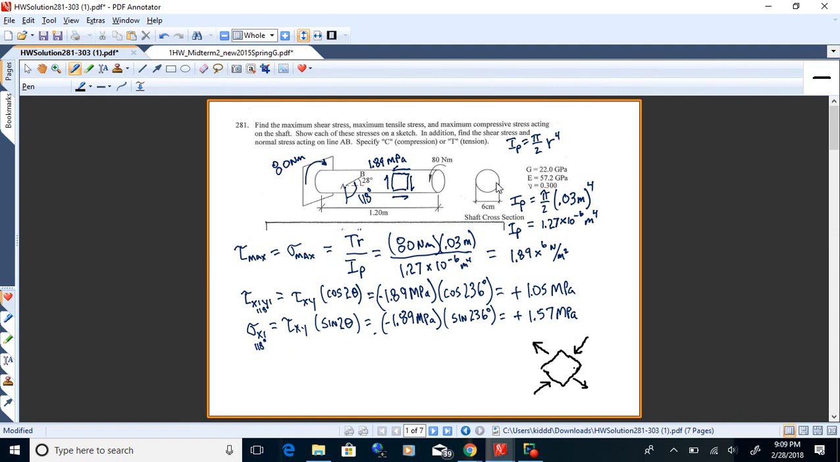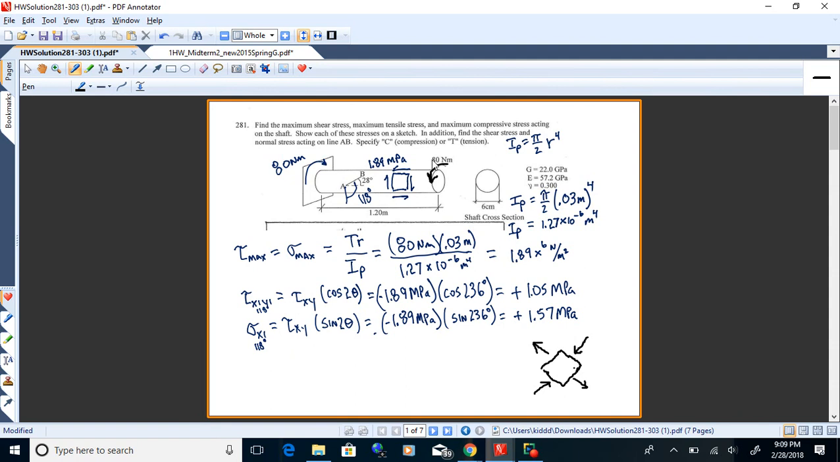We've got this solid shaft, 6 centimeter diameter. It's got a torque of 80 Newton meters applied there. Okay, like so. And we want to find the maximum shear and the normal stresses, and also the stresses on that line AB.